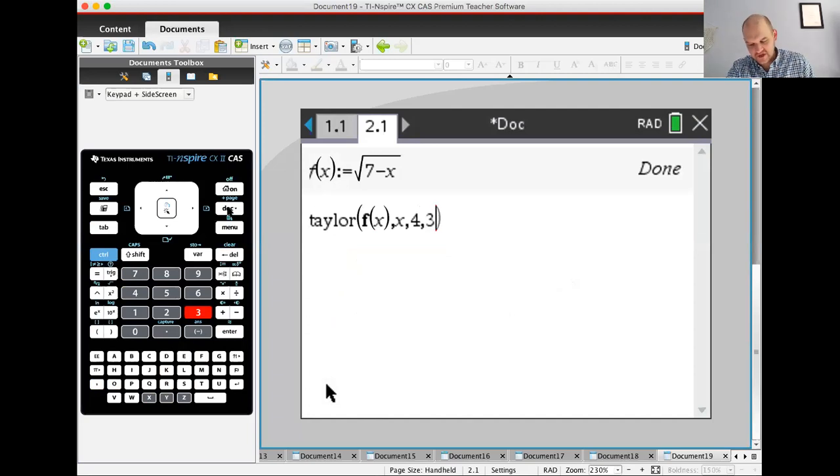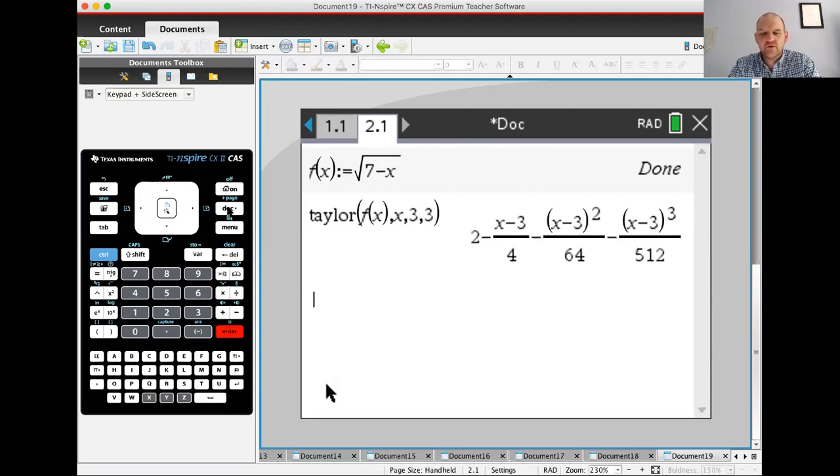I'm guessing that that's gonna have 4 non-zero terms. Nah, I think I only need 3, because it's the 0 through the, let's try this. 1, 2, 3, 4. There you go, nailed it. All right, so I'm gonna hand write this in, call it P of x. So that's 2 minus the quantity x minus 3 over 4, minus the quantity x minus 3 squared over 64, minus the quantity x minus 3 cubed over 512.